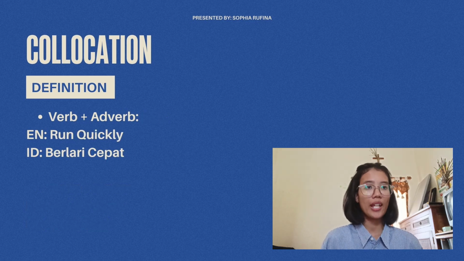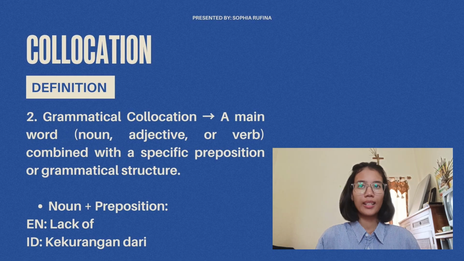Verb plus adverb combination. In English, we say run quickly. When translated into Indonesian, it naturally becomes berlari cepat. Number 2 is grammatical collocation. This refers to a main word like noun, adjective, or verb combined with a specific preposition or grammatical structure.